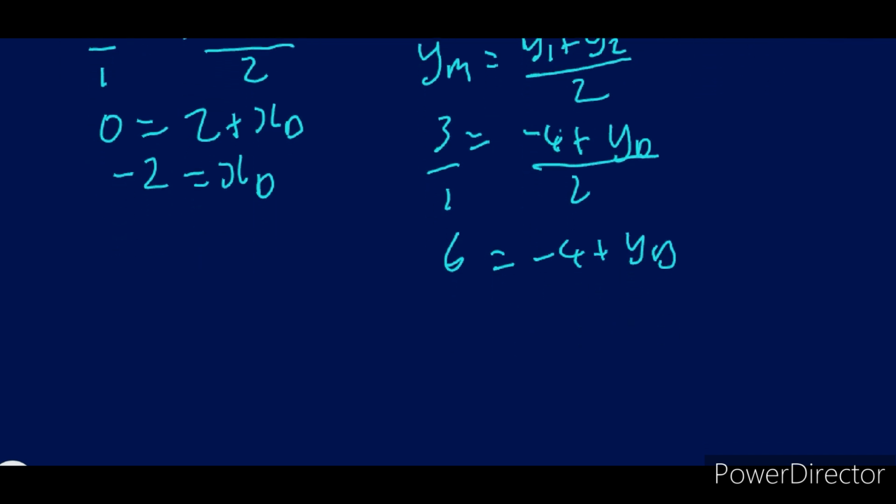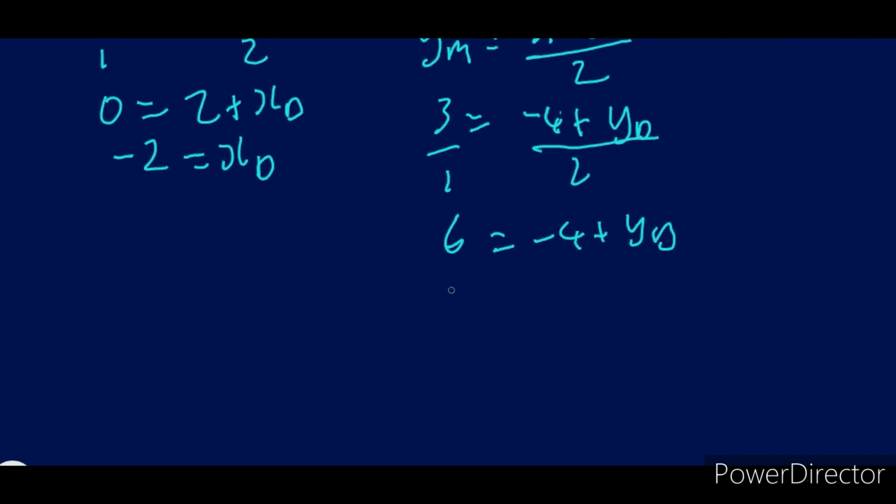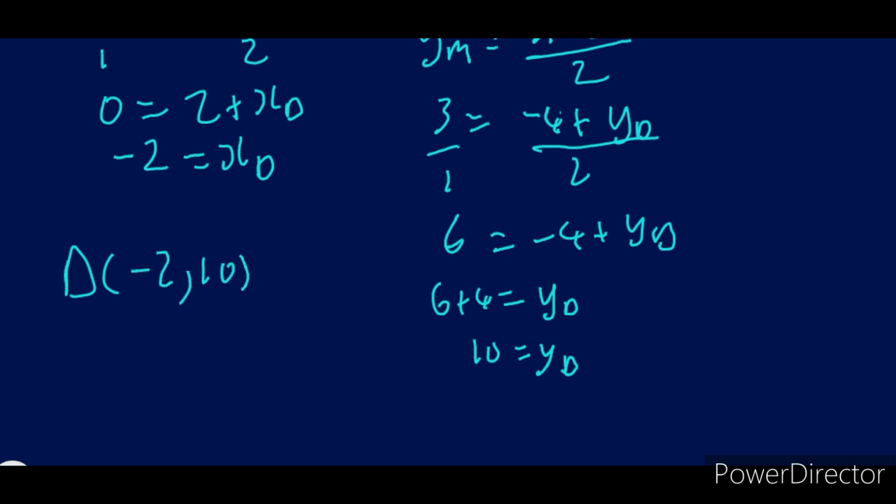So now we just have to take this to the other side. So it's going to be 6 plus 4 is equal to the y value of D. Therefore, we're going to have 10 is equal to the y value of D. So it means the coordinates of D are -2 and 10. Yeah, so let me just write it properly. So it literally looks like a triangle. So yep, that's what we have. So it's -2 to 10.